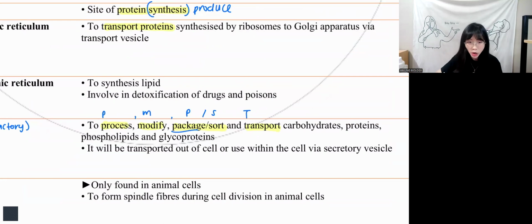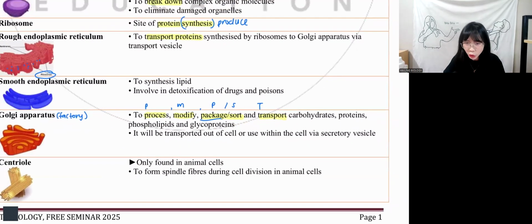The sequence has to be correct, yeah? So process comes first. Pro, okay? If your teacher wants everything, then you're going to write everything, okay? So process, and then you can only pack. You cannot pack first because you have nothing to pack in the first place. You need to process first. And then you modify, you pack, sort, and transport. Where do they transport to? They transport out of the cell or within the cell.